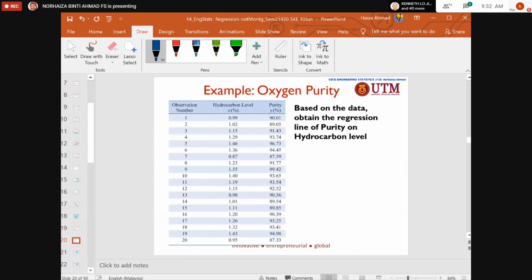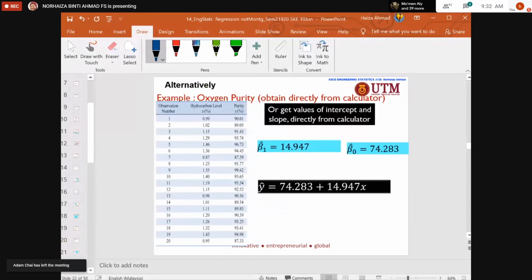For example, for this kind of data, you need to input in your calculator each observation one by one. So this one is this one, input this, and then with some buttons in your calculator, you should be able to get the values of intercept and slope. So once you input your data, you get this.